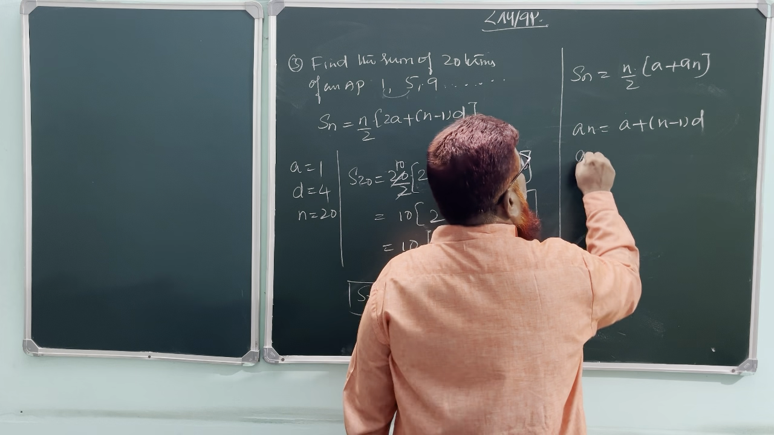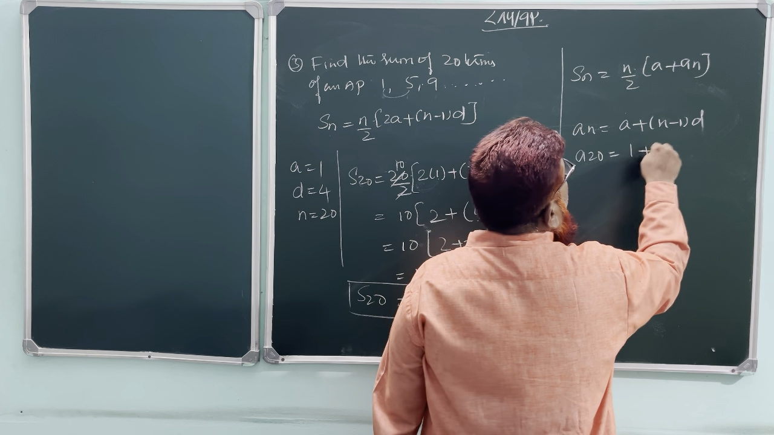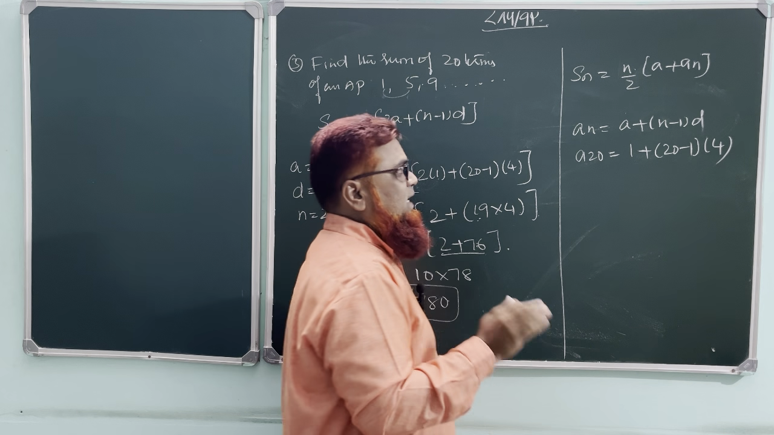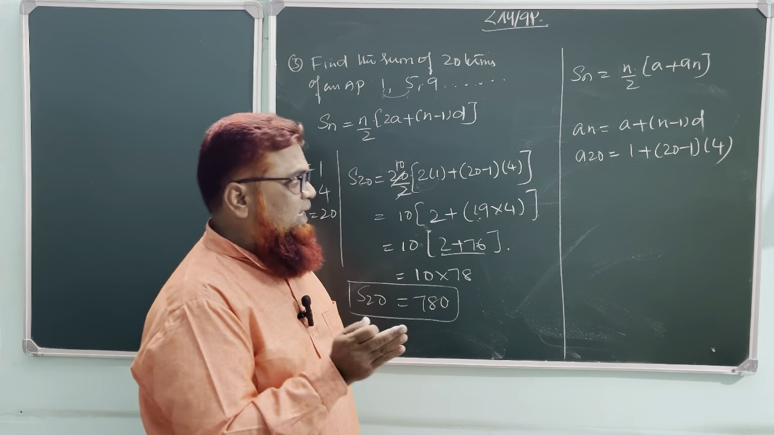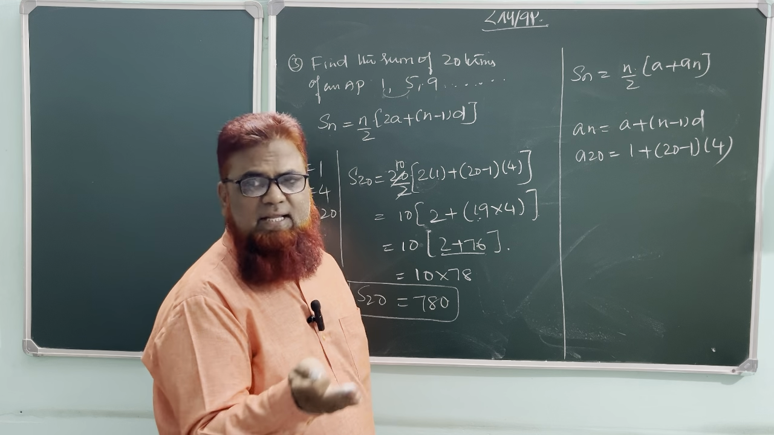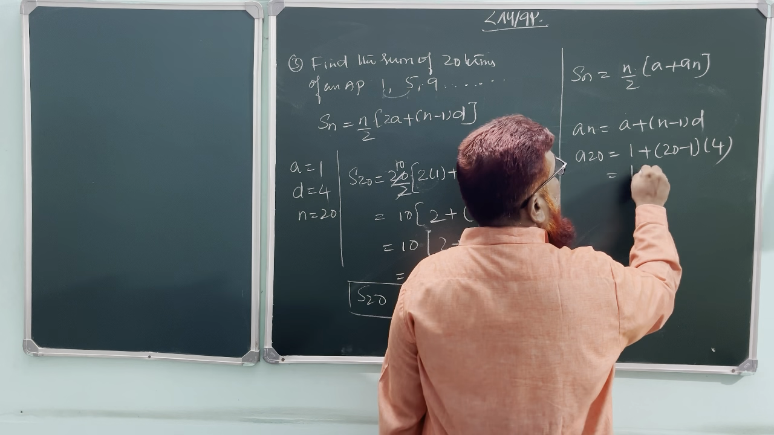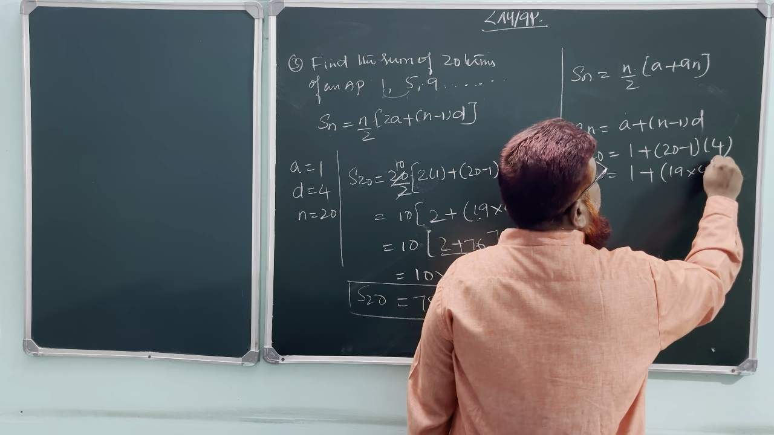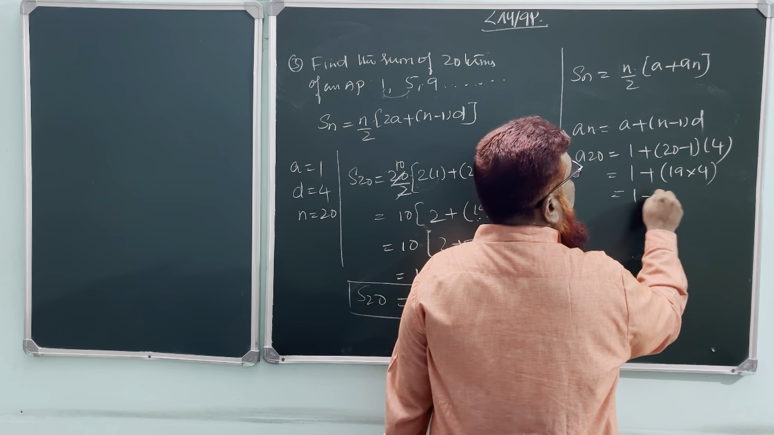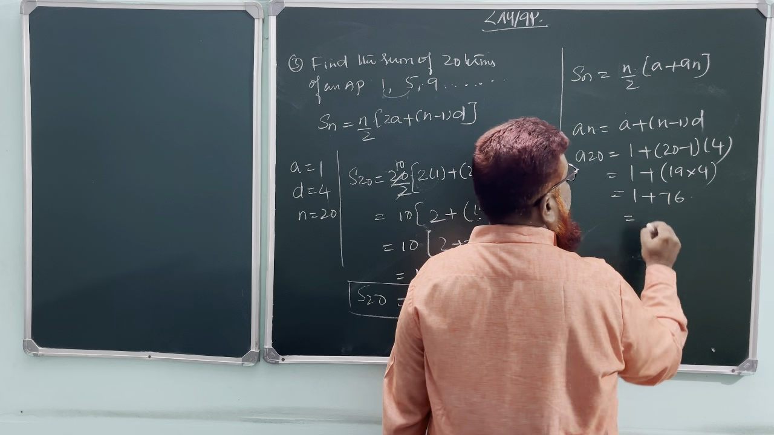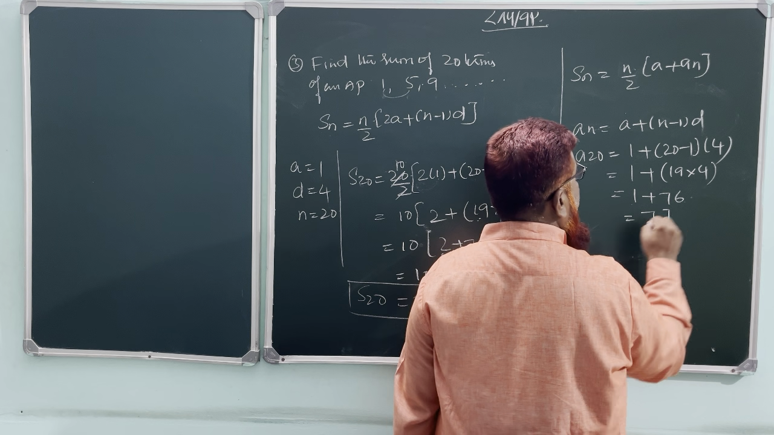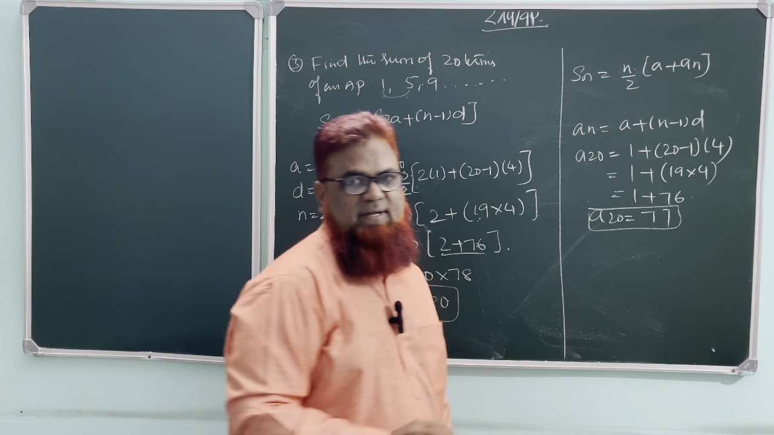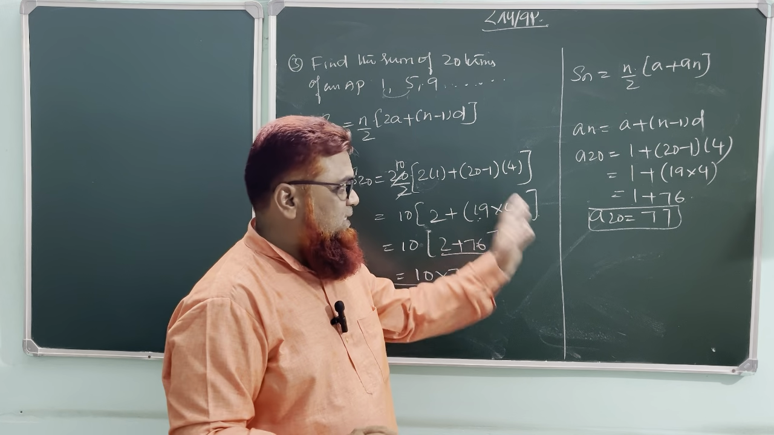Therefore, a20 is equal to 1 plus (20 minus 1) into 4. Because a is 1, n is 20, minus 1, and d is 4. This is equal to 1 plus 19 into 4. This is equal to 1 plus 76. This is equal to 77. a20 is equal to 77.